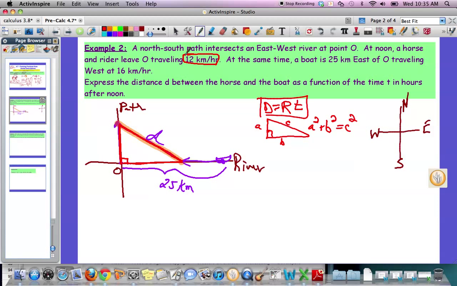Think about your speedometer in your car. 60 miles per hour equals 100 kilometers per hour. Something like that. When you drive to Canada, you gotta watch it. Look at the other gauge. 7.45 miles per hour. Okay, I can buy that.